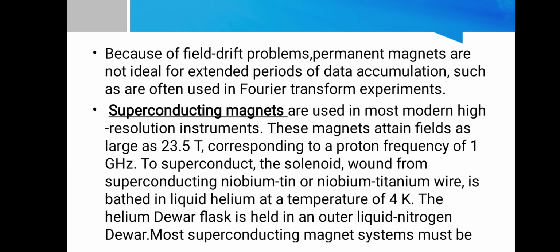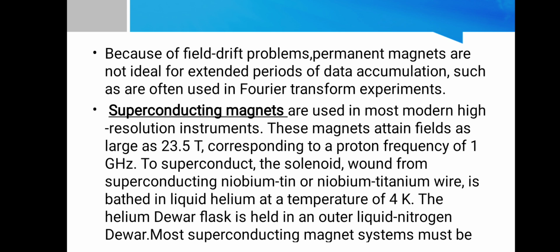Superconducting magnets. They are used in most modern high resolution instruments. These magnets attain fields as large as 23.5 Tesla, corresponding to a proton frequency of 1 GHz. To superconduct, the solenoid wound from superconducting niobium tin or niobium titanium wire is bathed in liquid helium at a temperature of 4 Kelvin. The helium Dewar flask is held in an outer liquid nitrogen Dewar.